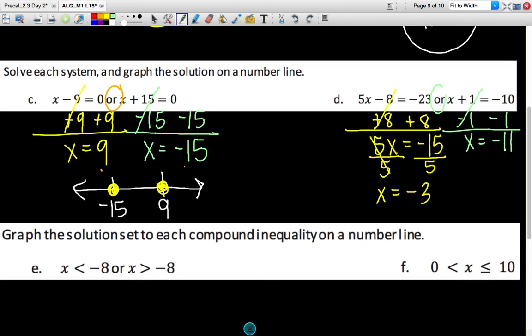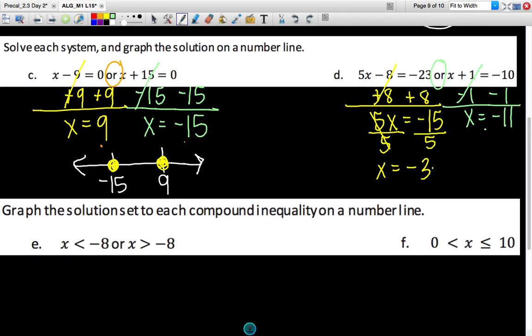Again, the key word here is "or," which means we will have two solutions, and there will be two different dots on a number line. So when we draw the number line, we will simply have dots at both points.